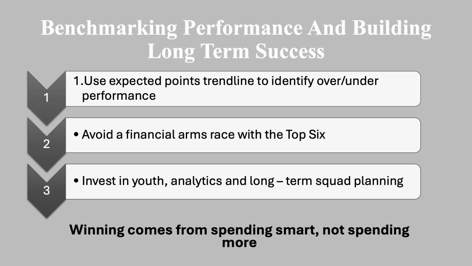Our next major recommendation is for clubs to benchmark themselves using expected points based on wage spend. The trend line in our analysis clearly shows which clubs are outperforming expectations and which are overspending for limited returns. This gives clubs a diagnostic tool to understand whether they have a spending problem or a performance problem.